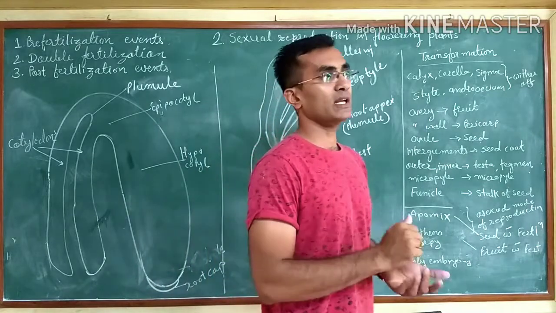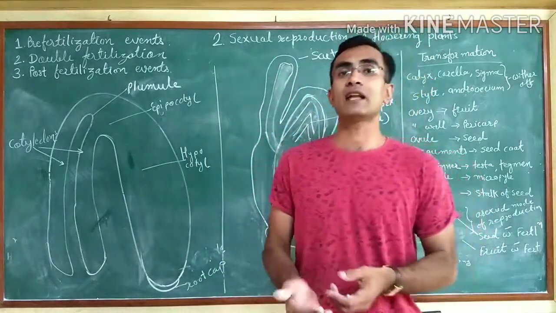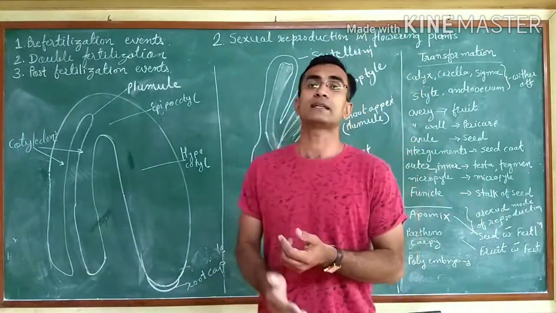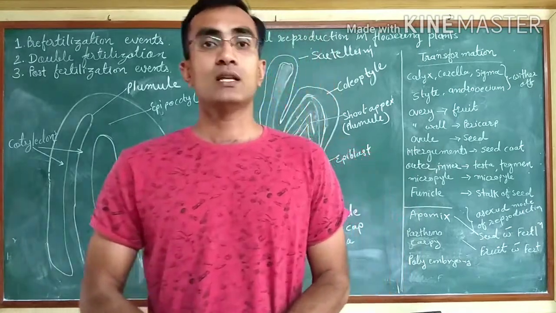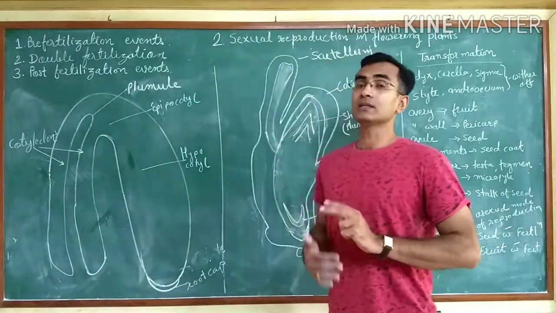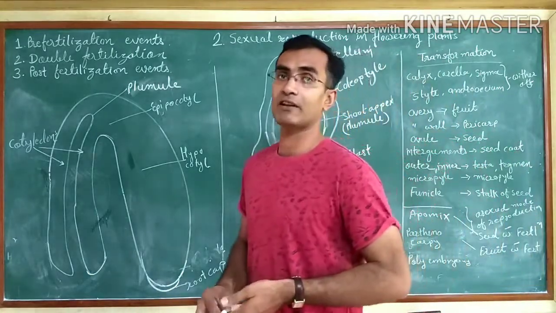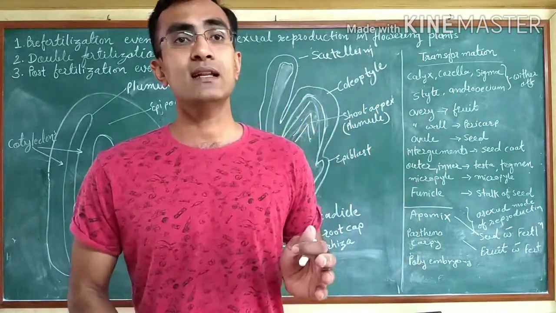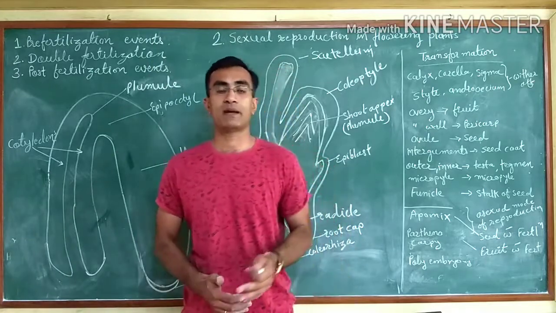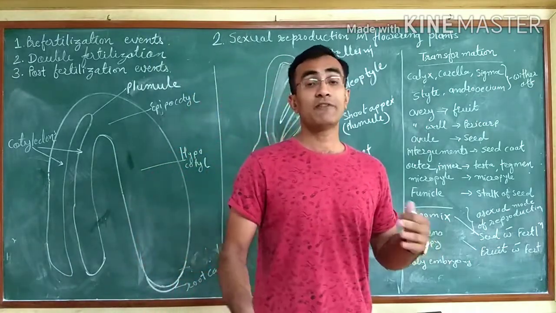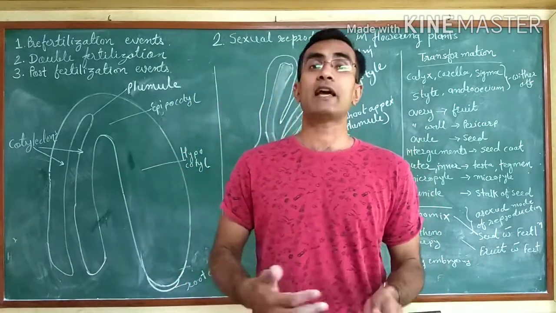The third one is polyembryony. If more than one embryo is present, then it is called polyembryonic. So this was all about chapter number 2, sexual reproduction in flowering plants. Okay, hope you understand. Try to understand and prepare the chapter. If you take more interest in it, it will be very easy for you.